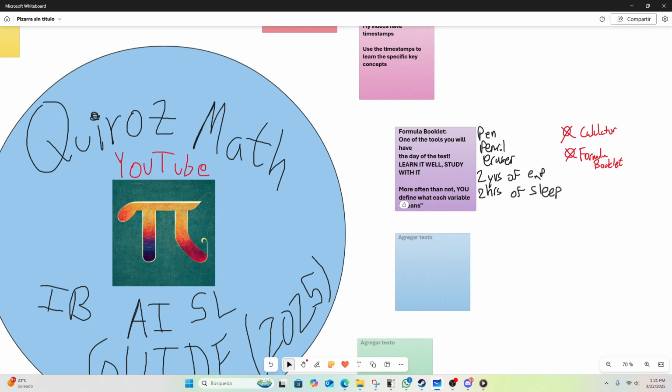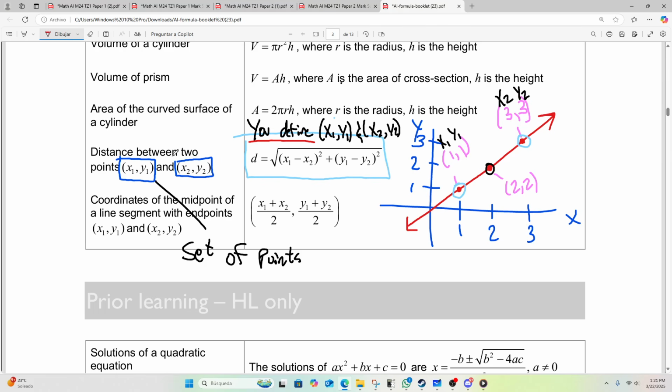There we go. So the formula booklet is one of the tools you will have the day of the test. Learn it well, study with it, and more often than not, you define what each variable means. In this context, you define what is the first point, second point, etc. Once you start with the formula booklet, you can immediately say, okay, this is for distance. This is for midpoint. This is a key concept, a buzzword. The moment you read distance or the moment you read midpoint, you should immediately be thinking, boom, that's in my formula booklet.